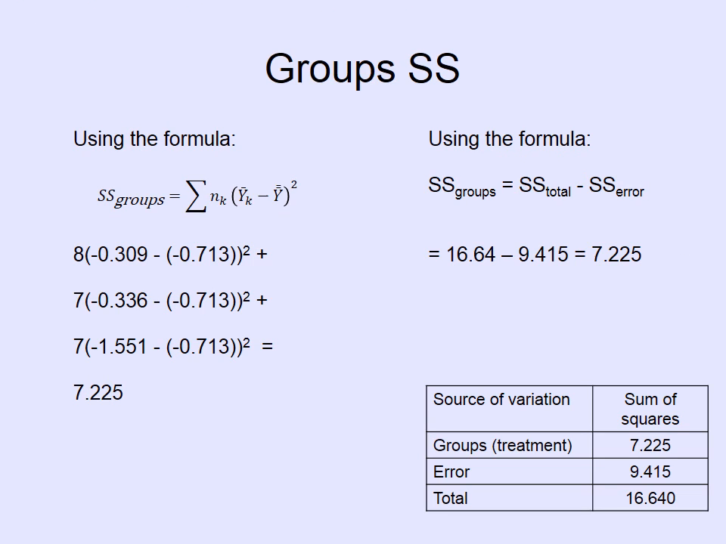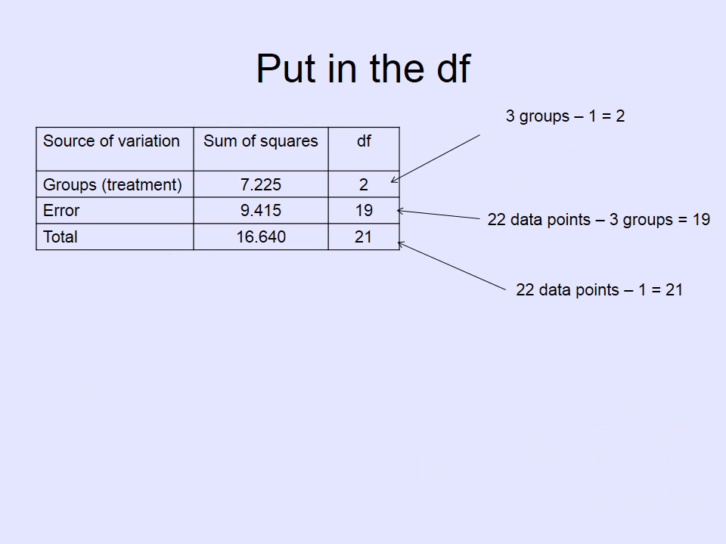Because they're additive, we could figure out the sum of squares groups by taking the total minus the error. Or we can use the formula, and here you can see the formula. Sum of squares groups is the sample size of the group times the group's mean minus the grand mean, squared, plus the next group, plus the next group. We add them all up, and that's sum of squares groups.